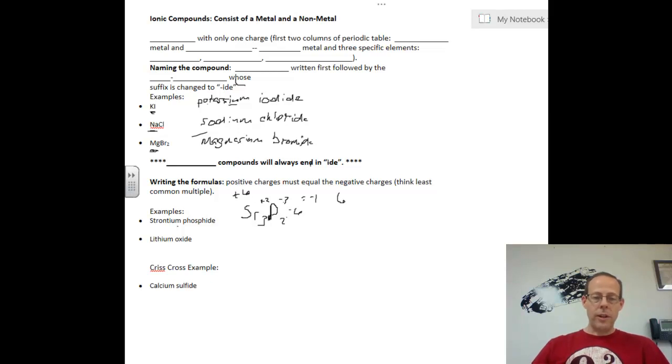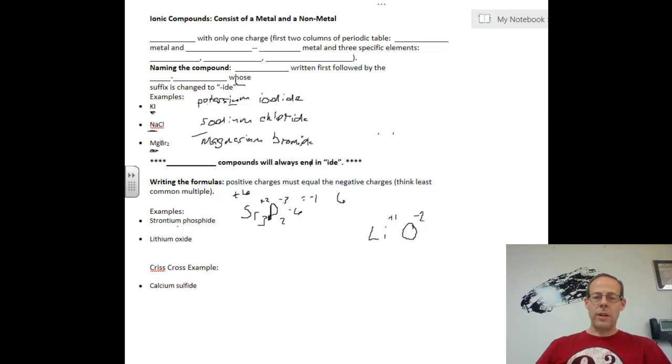Okay, we'll do another example, and that's going to be lithium oxide. So let's move it over here a little ways. So we have Li, and it's going to be with O. And what is lithium's charge? It is +1, because it's an alkali metal. And oxide is a chalcogen, so it's a -2.